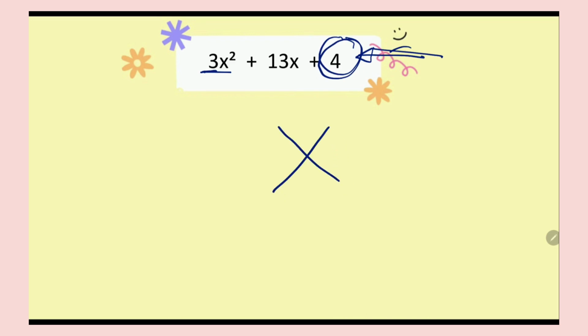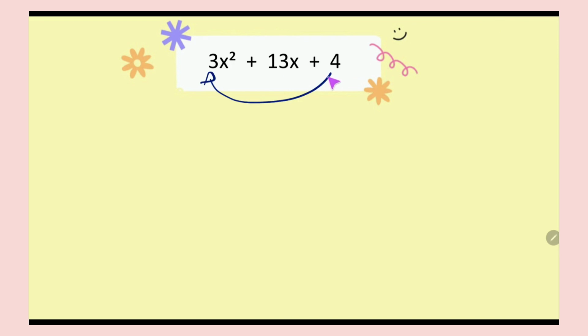No. Why? Because this first term has a coefficient in front. So what you have to do is multiply those two. First you multiply these two, that is 4 and 3, the coefficient of the first term and the third term. So you will get 12. Now you find the factors of 12 which make a sum of this.